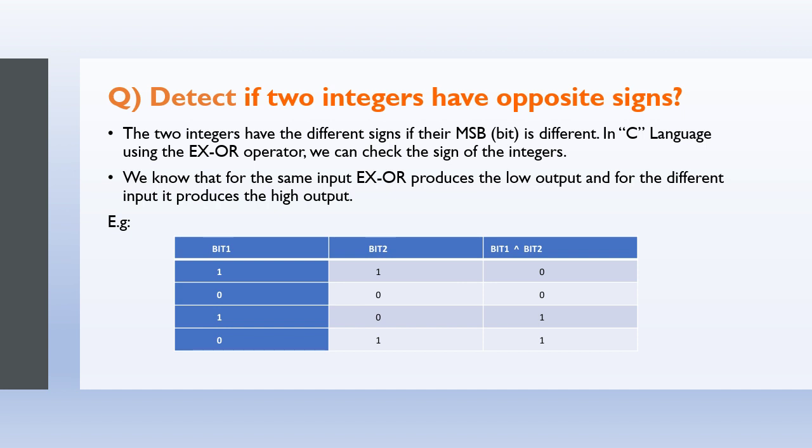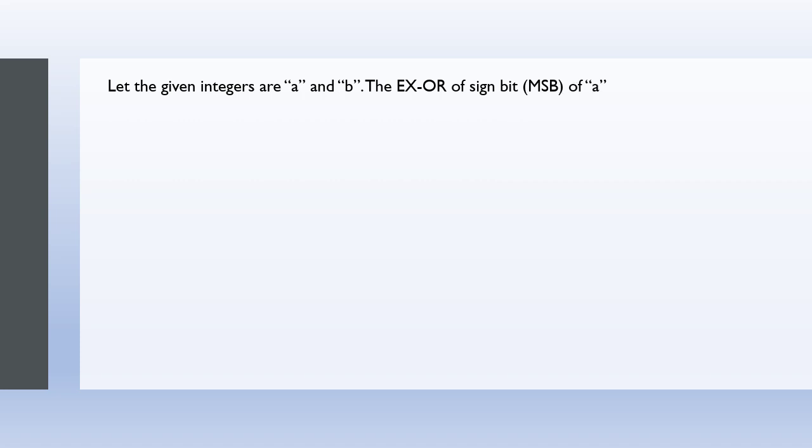So then we can write the program. Let the given integers be a and b. The XOR of the sign bits, the MSB, of a and b will be 1 if the MSB of a and b is different. In other words, we can say the XOR of a and b will be negative if a and b have opposite signs.